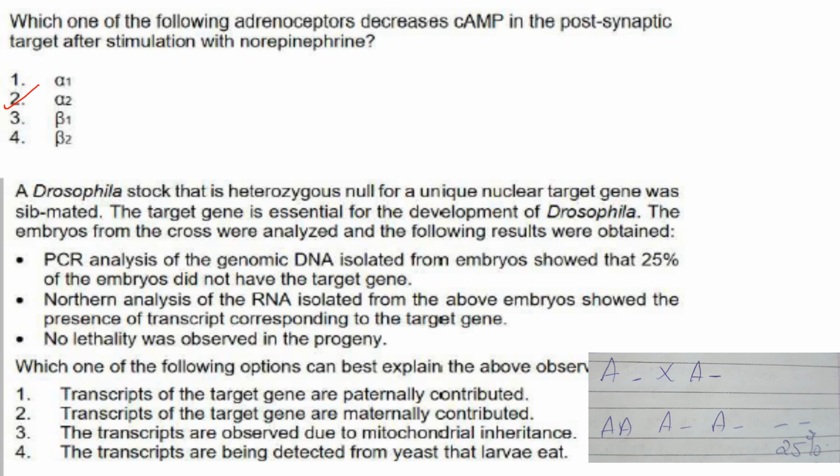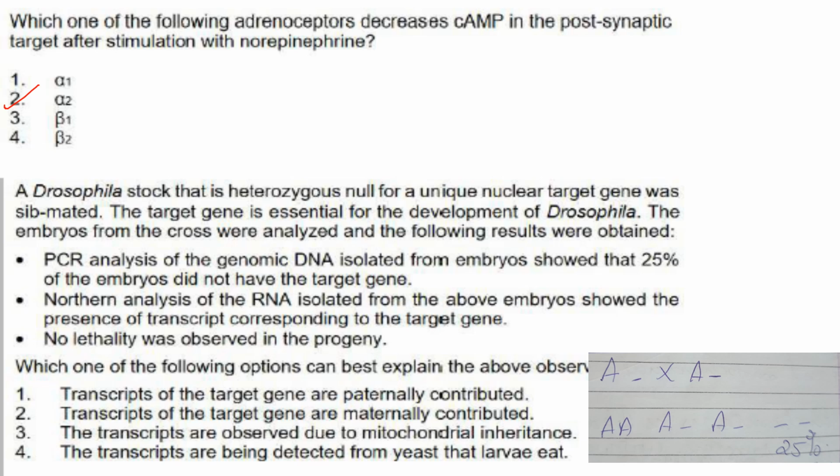Then northern analysis of the RNA isolated from the above embryos showed the presence of transcript corresponding to the target gene. Now northern analysis showed RNA in all the offsprings. How come that RNA showed in the presence of this minus minus offspring also, that is the one with 25%? How come RNA came there? So this must be because of what is called as maternal effect.